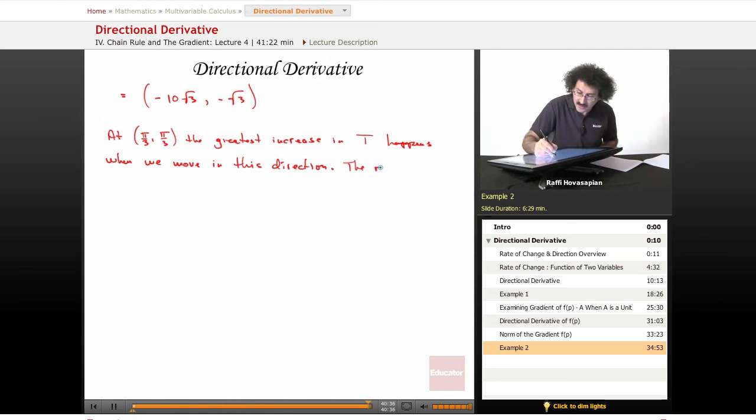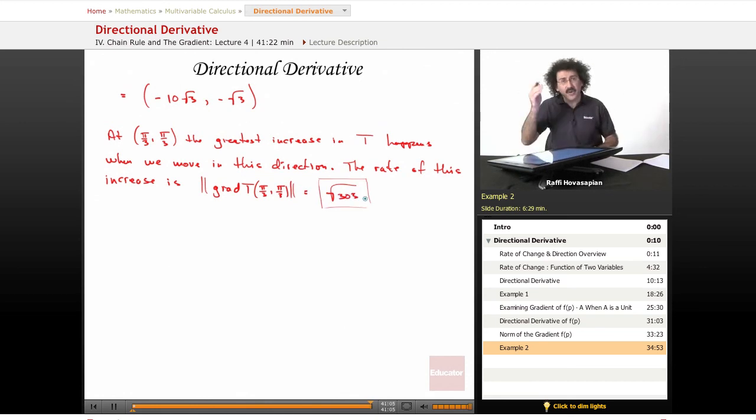Now, the rate of this increase is just the norm of that vector. The rate of this increase is the norm of the gradient of T at pi over 3, and that's equal to radical 303. That's it. So as I move in the direction of the gradient, the temperature is going to be changing by that much for every unit change in that direction. So that's it. That is the directional derivative, and that is the geometric interpretation of the gradient.